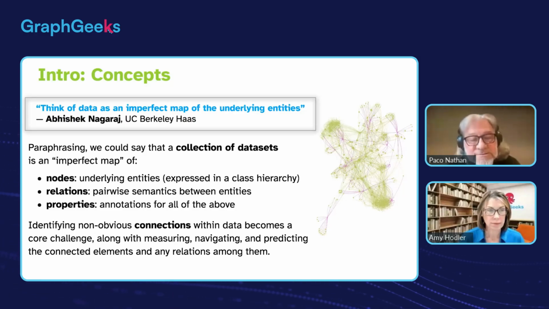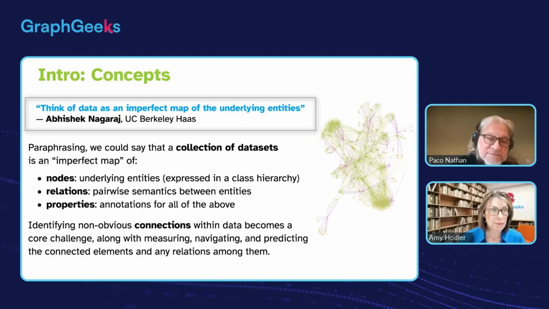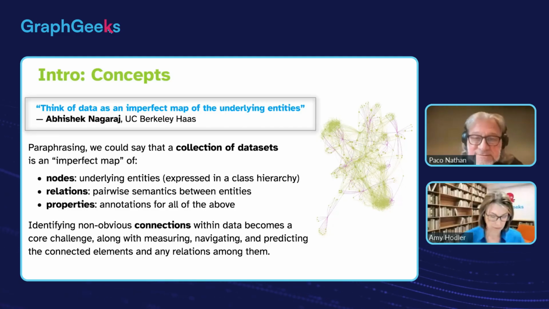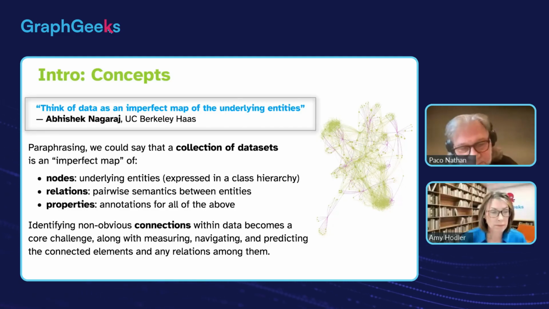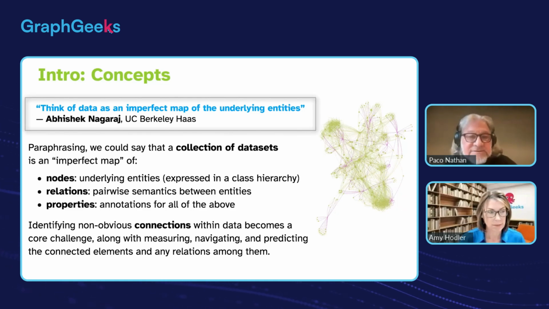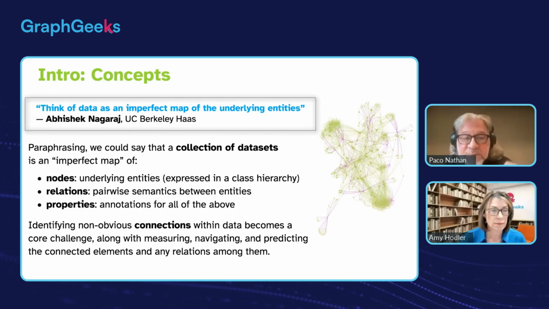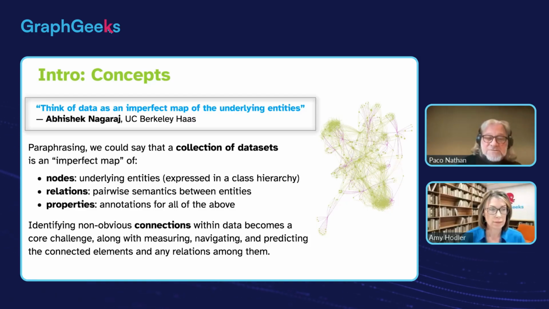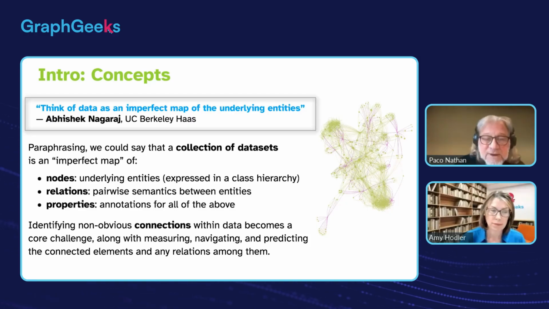Those are properties. So what I'm saying is, if you take a bunch of data sets, and typically any real world application I've ever seen has multiple data sources, you put them together, you come up with this imperfect map, and the result is you get nodes, relations, and properties. You have the elements to build a graph.